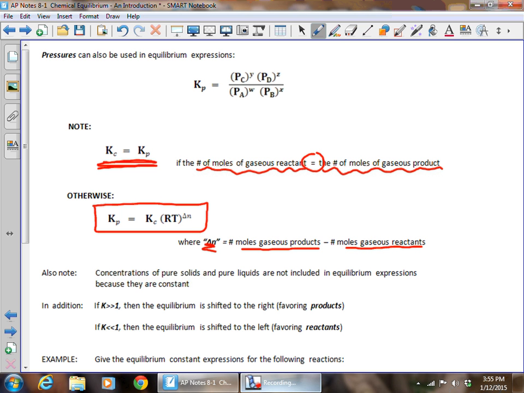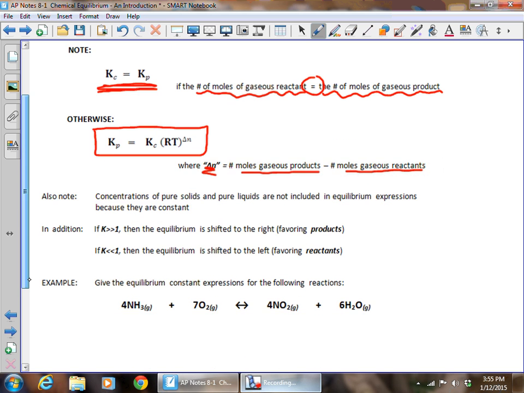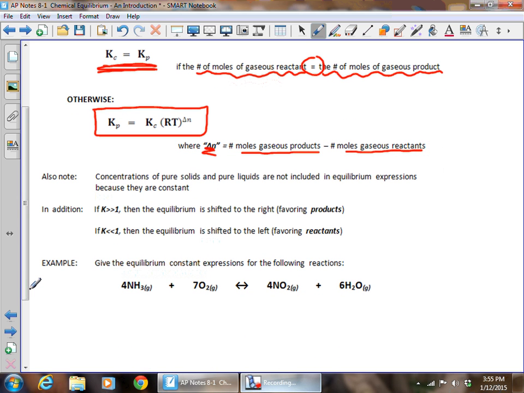And I know I'm throwing tons of equations at you right now. We're going to do examples for each of these in just a moment, but I want you to have all the equations and all the tools here on just a couple of pages so that you can find them pretty quickly. Making another point, concentrations of pure solids and pure liquids are not included because they're considered to be constant. So pure solids and pure liquids are not included in the equilibrium expression.